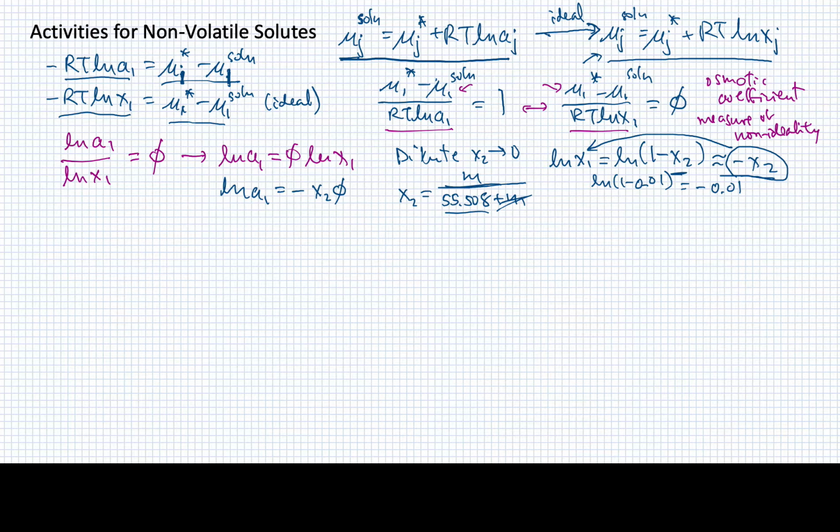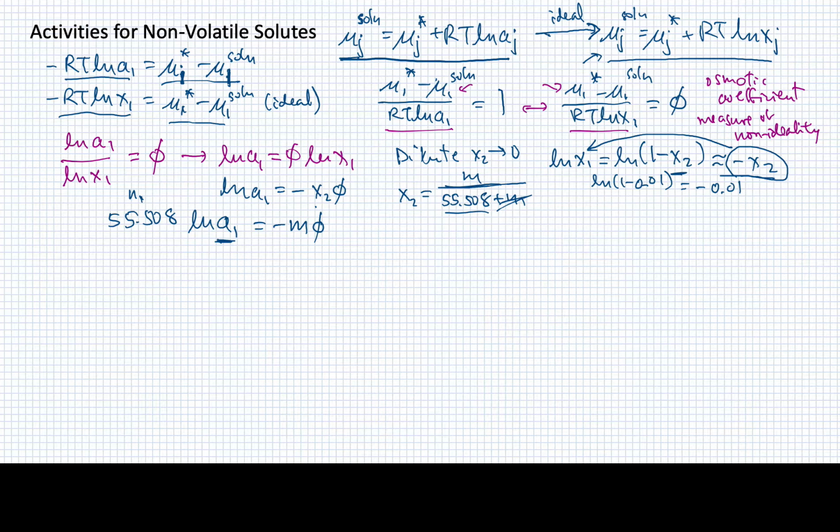So that means that when I have this expression, I can rewrite this as 55.508, or in other words, the effective number of moles of my solvent, times log of the activity of the solvent is equal to the molality of the solute times this osmotic coefficient. All right, so this is how we're going to try and make our way from measuring something that's relevant for A1 to tell us something about A2.